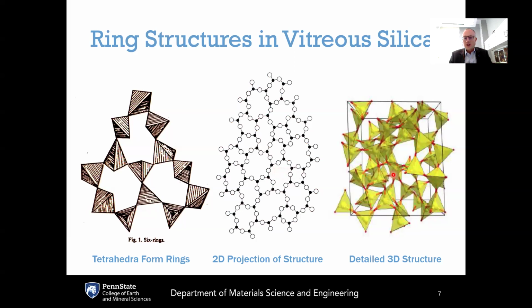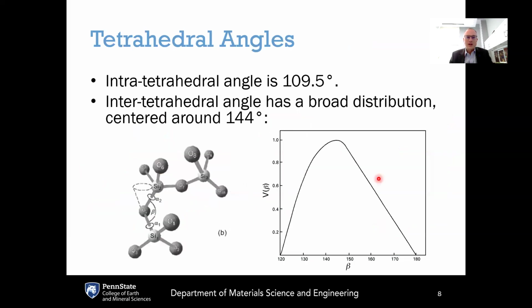It's also quite common now to see computer-generated images of these glass structures, such as shown on the right. Sometimes these show the atoms explicitly, and sometimes they can be drawn with tetrahedra, as shown here. And this is something that can be done, for example, from molecular dynamics simulations.